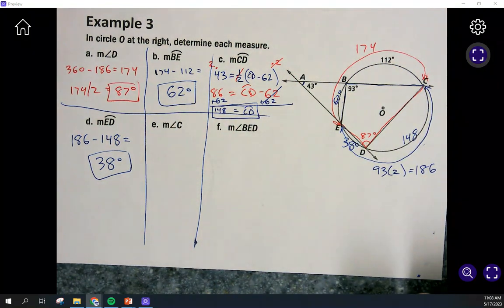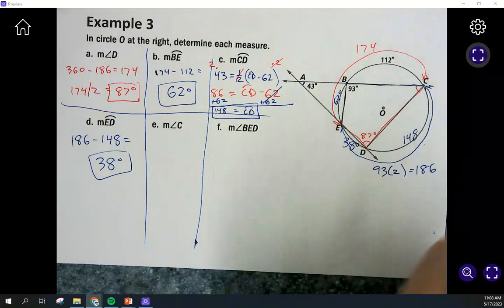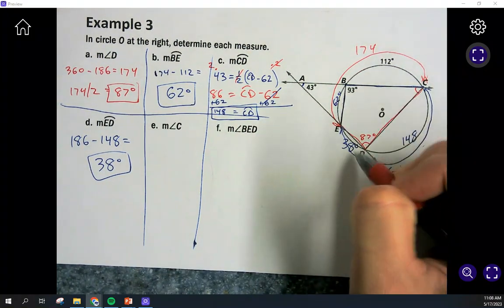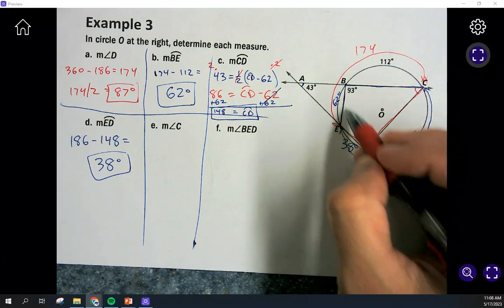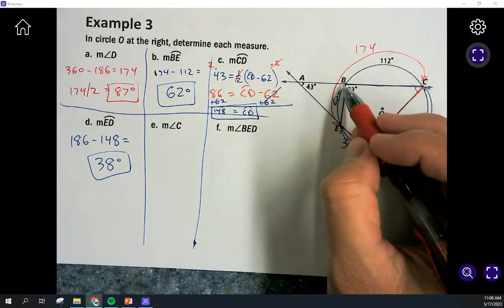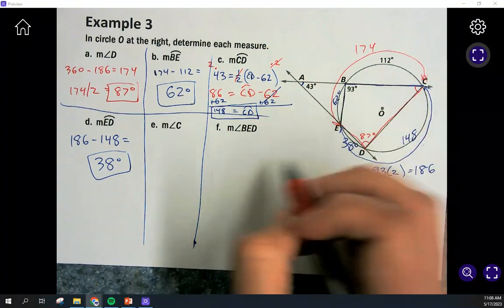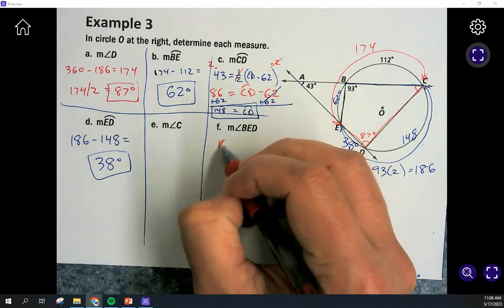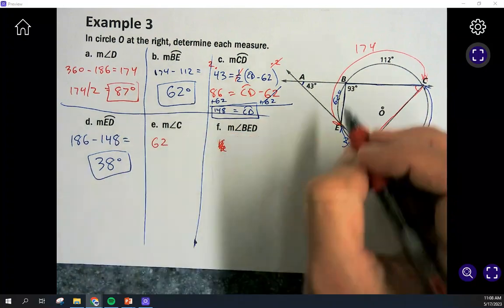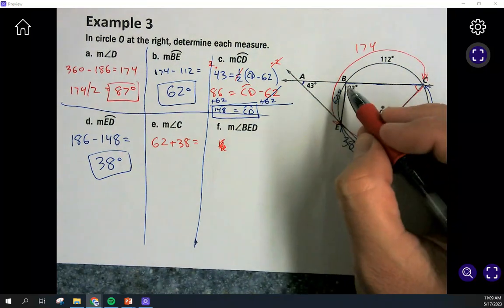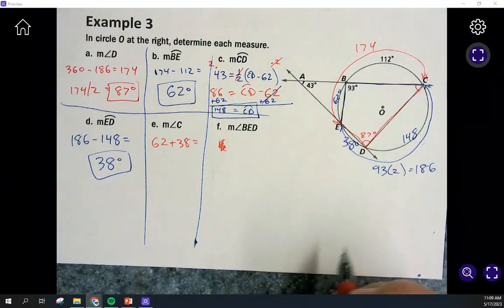Okay, next, angle C. Another inscribed angle. So it's going to project out, create this arc between D and B. That's the arc that it's creating. It's going to be half the size. So that arc that it's creating is made up of 62 and 38 together, right? It's the 62 and the 38. So I'm going to add those together.